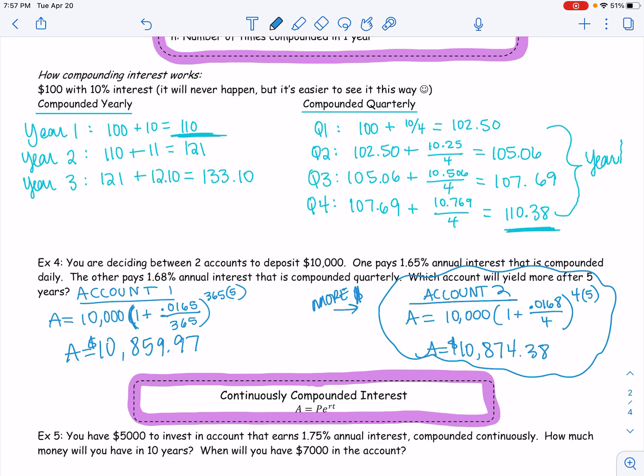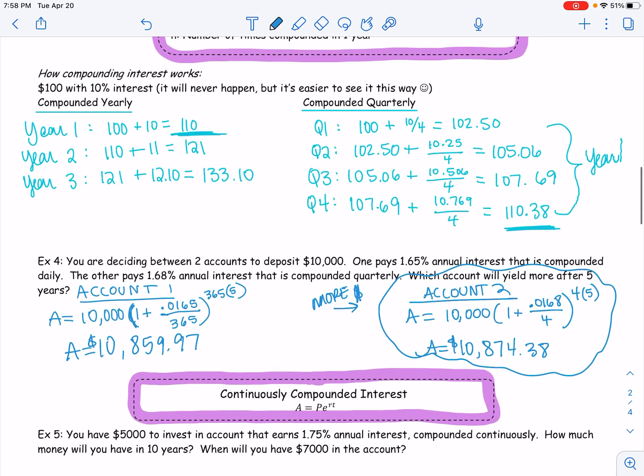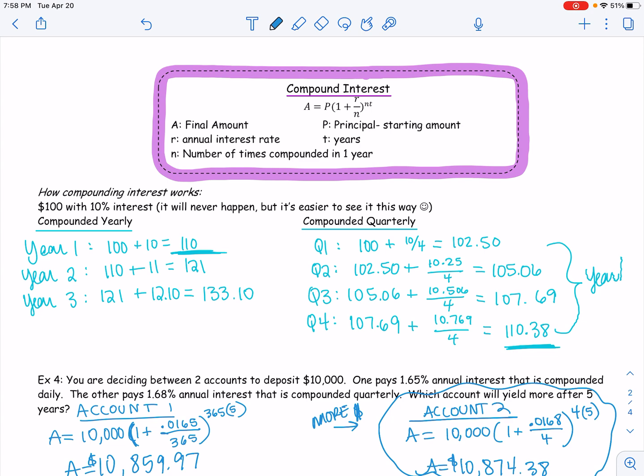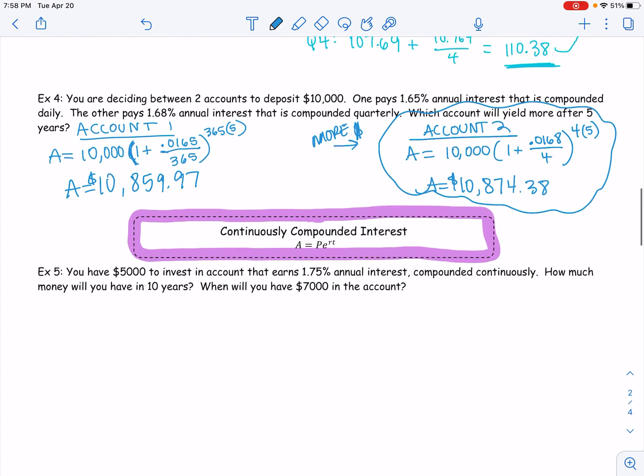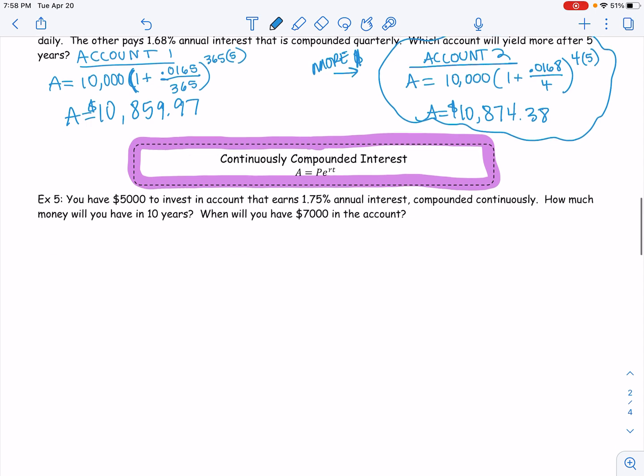And then lastly, we'll talk about, again, compounding and interest, so talking about money. But this time we're continuously compounding. And the difference here is what our base is. So this was an actual annual rate that was compounded a certain number of times. But if it's continuously compounding, we actually use that base of e, that natural number that we found the estimation of last class. So here's our example.